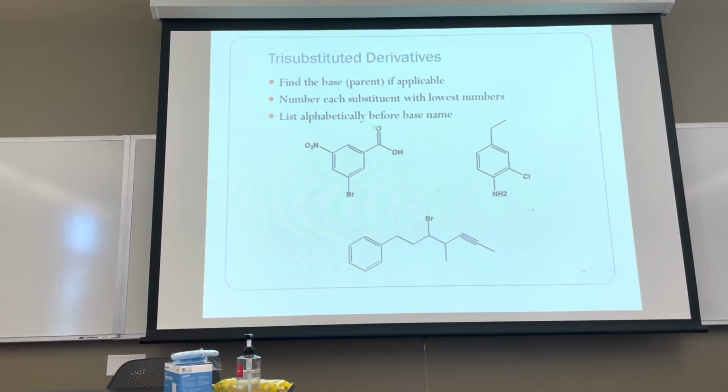So looking at this structure, does any of these substituents give it a common name in this one? This one? Yeah, exactly. You've got this carboxylic acid group on the ring, which makes it a benzoic acid.